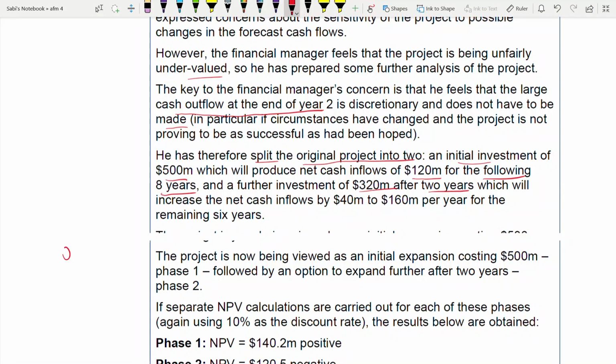After 2 years means year 0, 1, 2. After 2 years, there will be a further investment of 320, which will increase the net cash inflow by 40 to 160 per year for the remaining 6 years. That means after year 2, they are going to invest 320. This will increase the net cash inflow from 40 to 160 for the remaining 6 years.